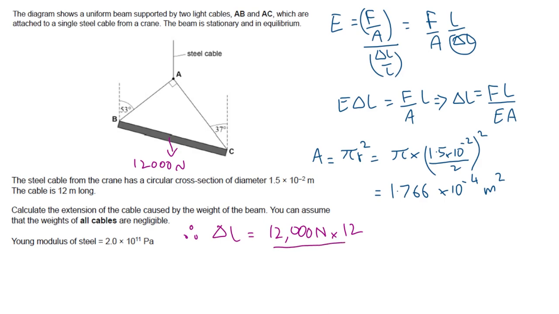So the top line is the same, 12,000 newtons times 12 meters, divided by the Young's modulus, 2 times 10 to the 11. And rather than putting 1.766 times 10 to the minus 4, let's put in pi times 1.5 times 10 to the minus 2 divided by 2, and then that radius value squared. And this will remove some of the rounding errors, or make them less likely anyway. So now we end up with an answer of 4.1 times 10 to the minus 3 meters.